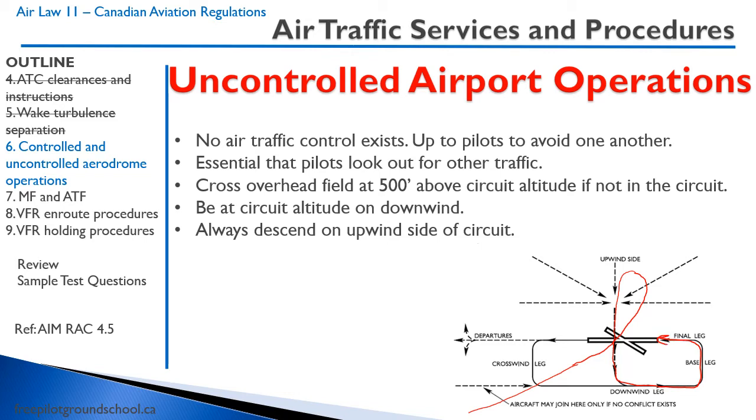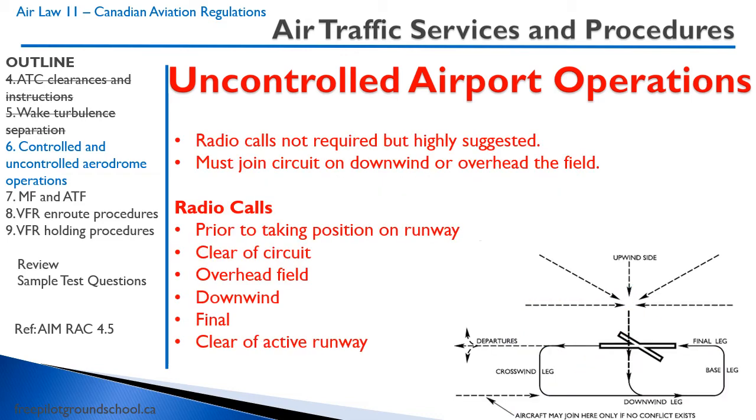The other thing I can do here is join a straight in downwind from right here if I know that this is the circuit. Obviously, if we're landing on the other runway, let's say going this way, I would cross overhead the field here at 2,000 feet and join the circuit and come in and land. It's important that you keep an eye out for other traffic, as well as make your proper radio calls, which we'll discuss later. At an uncontrolled airport with an aerodrome traffic frequency, radio calls are not required but highly suggested.